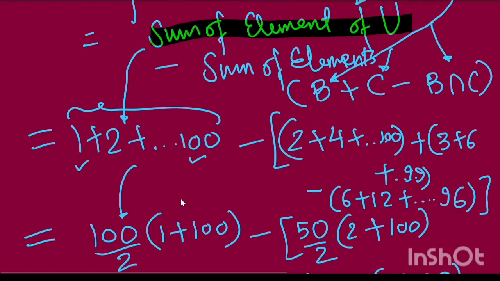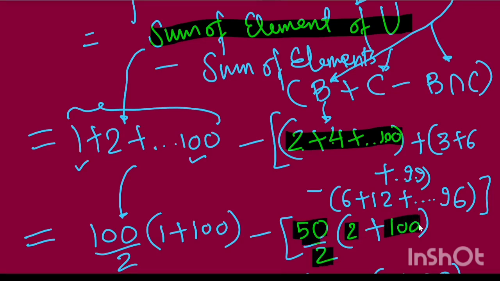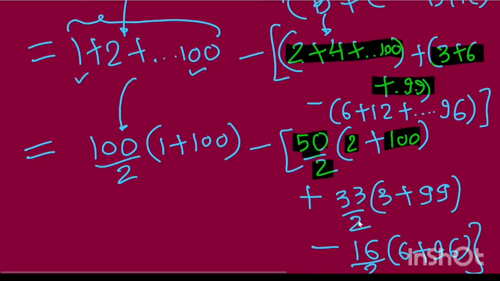Now similarly, for the sum of elements of B, we add 2, 4, 6 till 100. How many terms are there? 50 terms. The formula of AP is n by 2 times (first term plus last term). The first term is 2 and the last is 100. Similarly, for C, 3 plus 6 plus 9 and so on till 99. This is another AP having 33 terms, with first term 3 and last term 99.